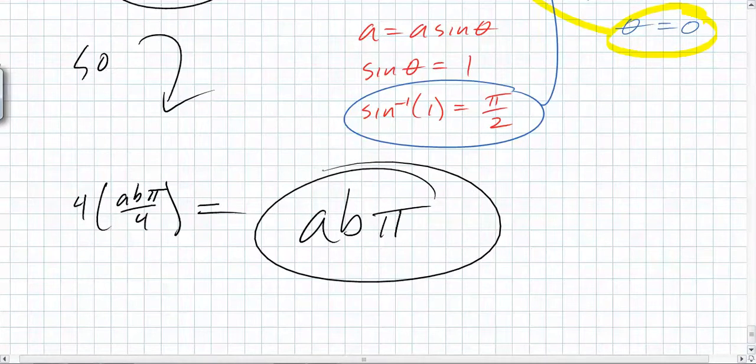How cool is that? I think that's really cool. And you just used calculus in a really deep way to prove a three-symbol formula. I think that's pretty cool.